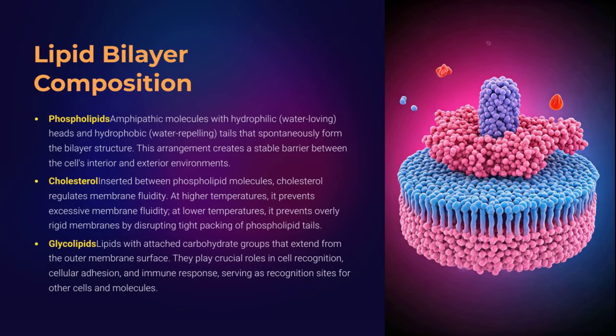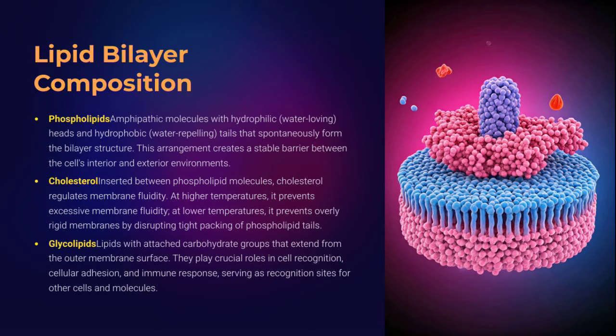Answer. At high temperatures, cholesterol restricts phospholipid movement, reducing fluidity. At low temperatures, it prevents tight packing of fatty acid tails, maintaining fluidity. It's like an internal regulator, adjusting flexibility with environmental changes. Without cholesterol, membranes could either become too leaky or too brittle. Either way, catastrophic.